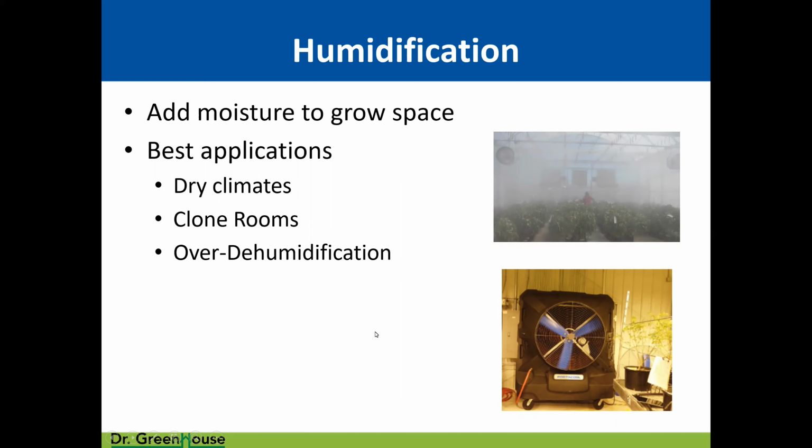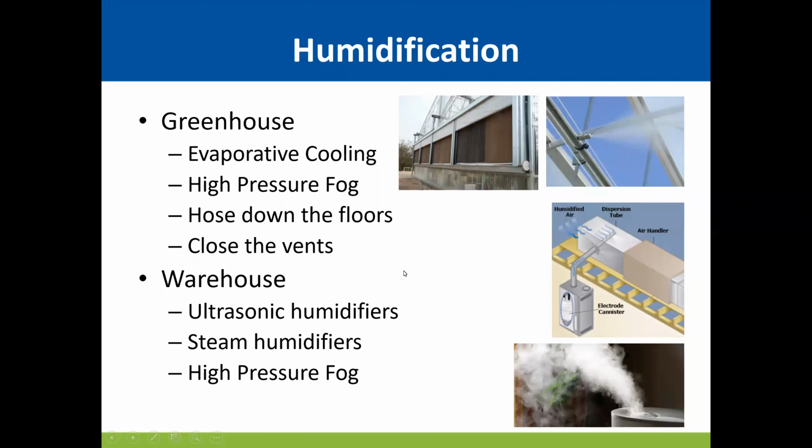Okay, so in a greenhouse, we humidify in several ways, right? Evaporative cooling, high pressure fog. Some of us hose down the floors. That's actually what we did on that mushroom farm that I worked on as an undergrad. We couldn't keep the space humid enough for growing mushrooms, and we were hosing down the floors every couple of hours. You can also close the vents, right? And just trap all that moisture. The problem is then you're trapping all that heat too if it's a sunny day and you don't want it.